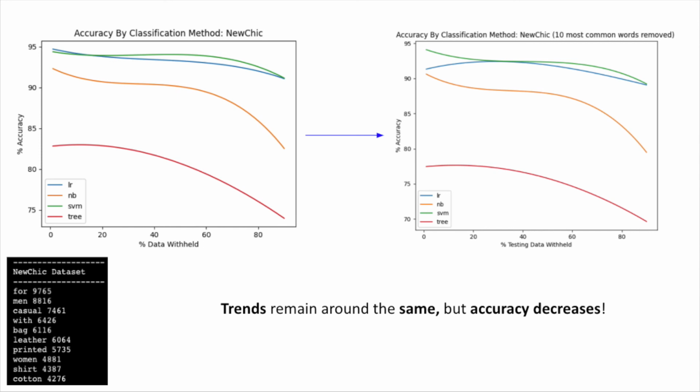We can clearly see a decrease in accuracy for linear regression, naive Bayes, and tree classifier methods, and a slight decrease in SVM. This makes sense, since those 10 words are most likely for classification in these datasets. For example, if you take a look, the list includes words like men, bags, and women. All these 3 words are actually categories in our dataset as well.